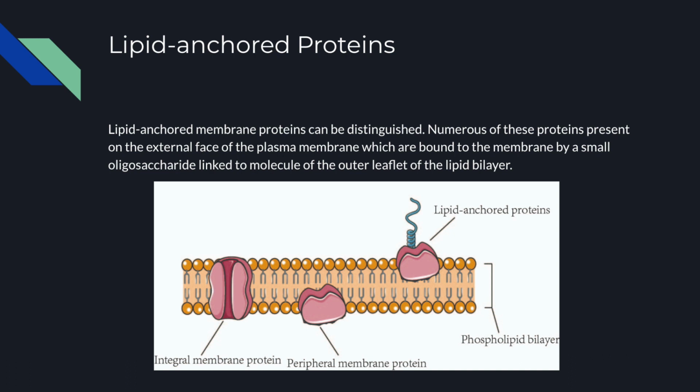Finally, moving to lipid-anchored proteins. Lipid-anchored membrane proteins can be distinguished. Numerous of these proteins are present on the external face of the plasma membrane, bound to the membrane by a small oligosaccharide linked to a molecule of the outer leaflet of the lipid bilayer.